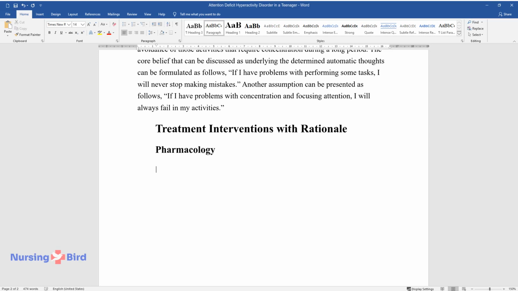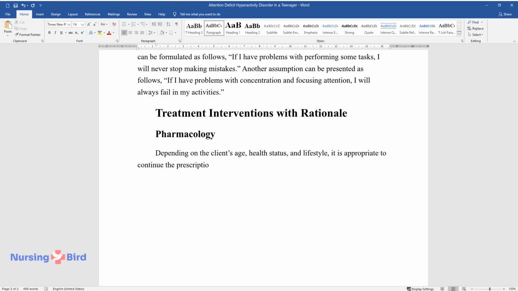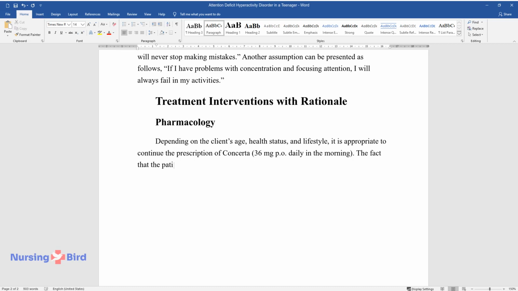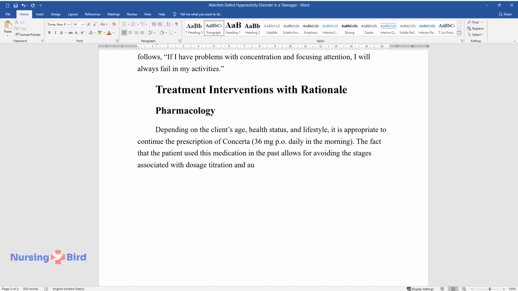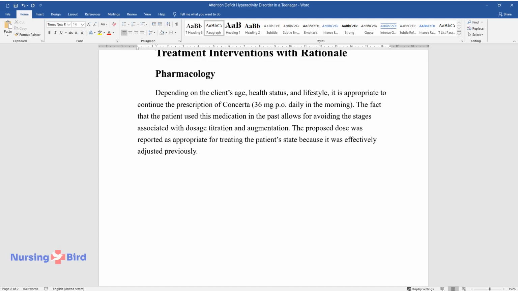Pharmacology. Depending on the client's age, health status, and lifestyle, it is appropriate to continue the prescription of Concerta, 36 mg orally daily in the morning. The fact that the patient used this medication in the past allows for avoiding the stages associated with dosage titration and augmentation. The proposed dose was reported as appropriate for treating the patient's state because it was effectively adjusted previously.